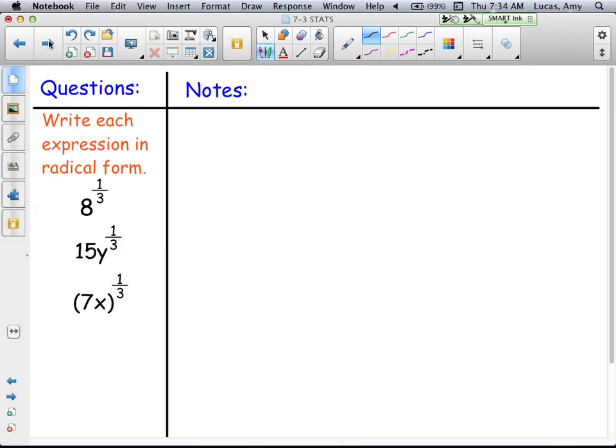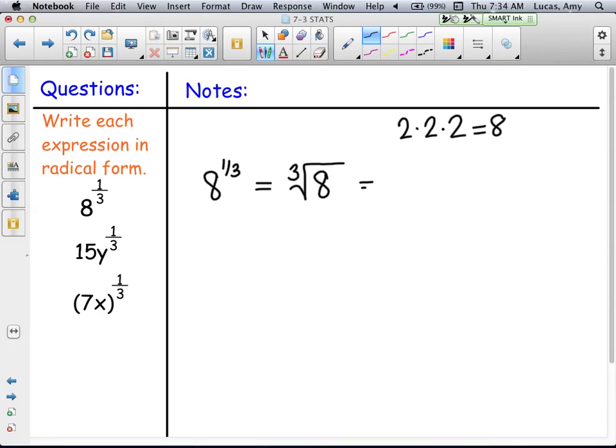Now, our fractions have changed to 1/3. So 8 to the 1/3 power, since the denominator is 3 in the fraction, it's a cube root. Now the cube root of 8, 8 is a perfect cube. 2 times 2 is 4, times 2 is 8. So the cube root of 8 is 2. So remember how a square root is a number times itself. A cube root is a number times itself, multiplied by itself 3 times. So 2 times 2 times 2 is 8. The cube root of 8 is 2.